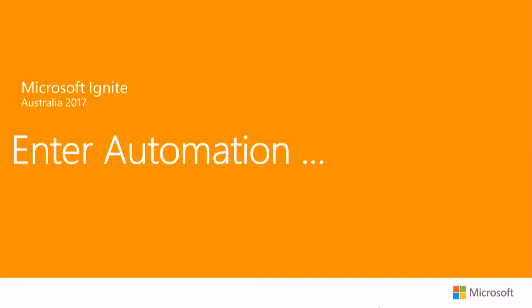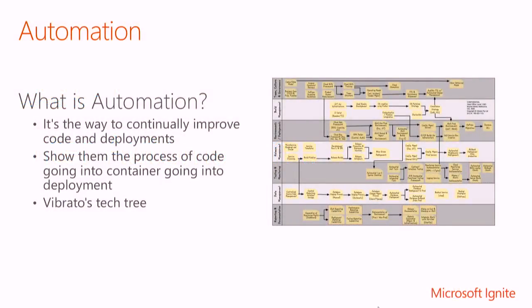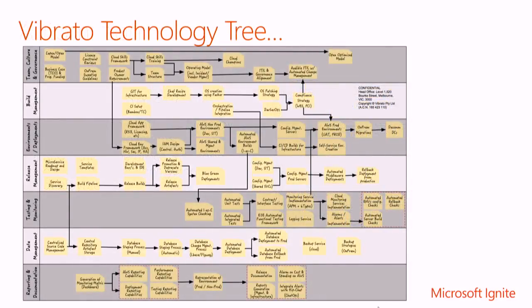Now that they've got these changes going, they want to actually start playing with things. So what we're actually looking at is, what is automation? What are we trying to do here? Some of the stuff you see here is what we refer to as our Vibrato technology tree. Go one step further. Not sure if anyone in the audience has actually played the game Civilization. No? Yeah, cool. Do you remember the technology tree?